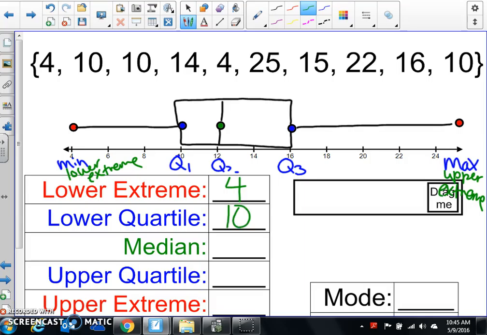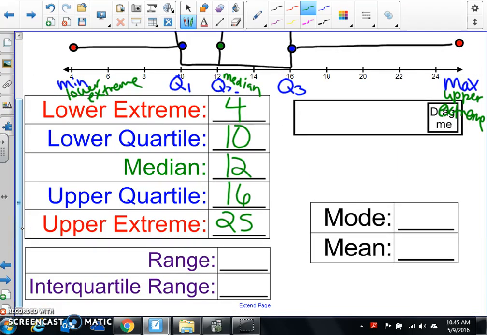Our median is our Q2, right? This is the same thing, which was 12. Our upper quartile is Q3, which is 16. And then our upper extreme is our max, which was at 25.